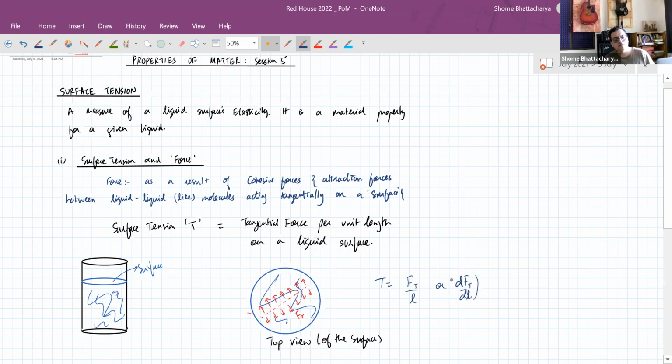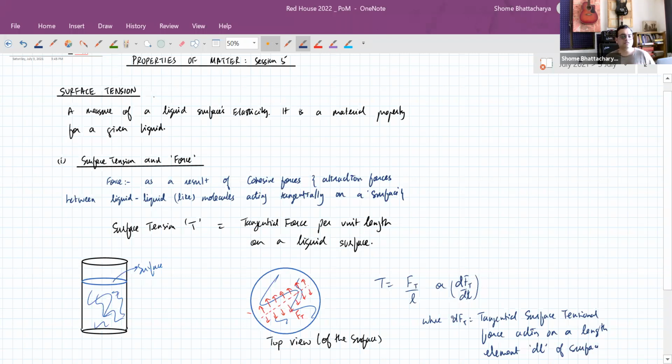So it is this tangential force per unit length, or we can also write it as T = dF/dl, where dF is the tangential surface tensional force acting on a length element dl of the surface. So T is the surface tension.